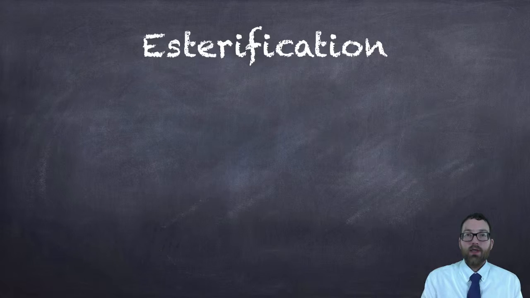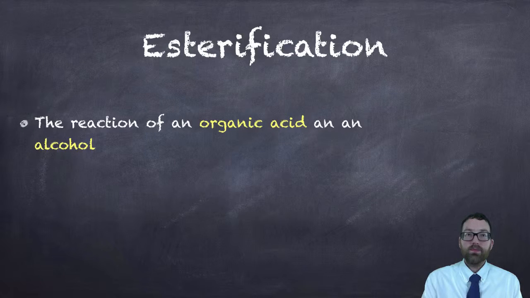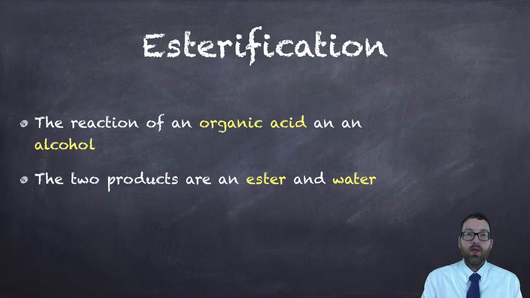Okay, our next reaction, and possibly the most complicated one, is esterification. I've seen more questions on esterification than probably any other chemical reaction, maybe addition and substitution, but esterification is typically on the test if they ask about organic reactions, and it's typically missed. So let's try to learn what esterification is. This is the reaction of an organic acid and an alcohol. The two products are always an ester, hence the name esterification, and also water.